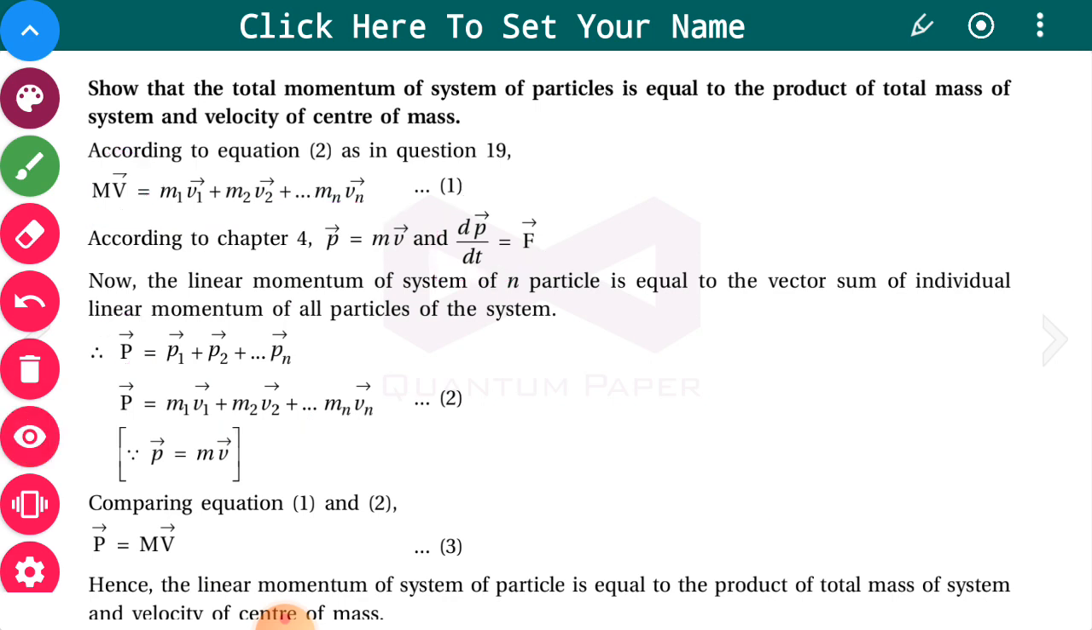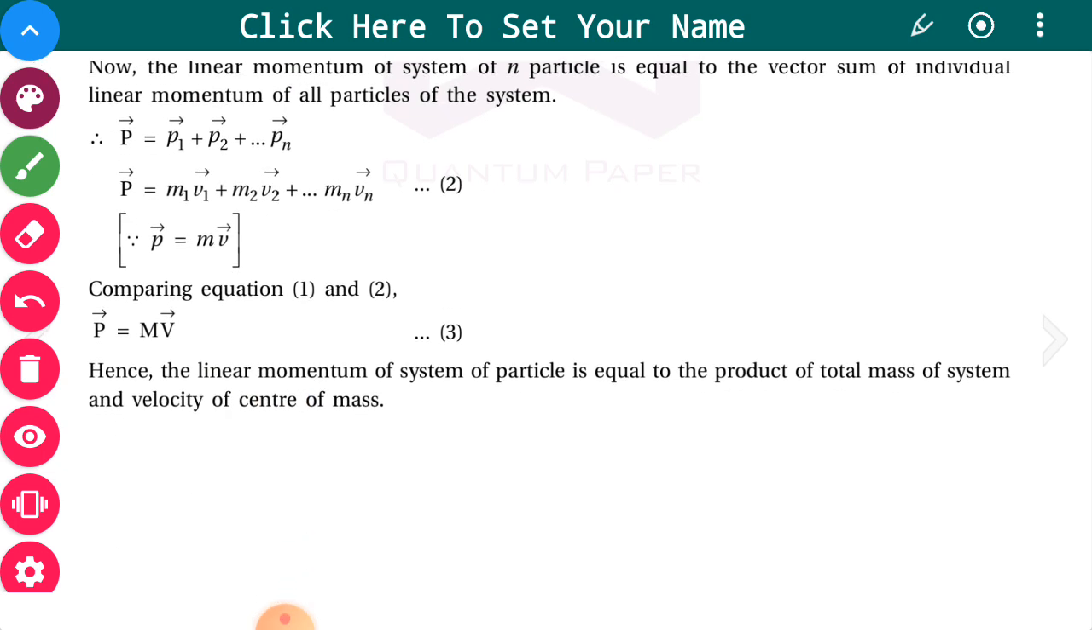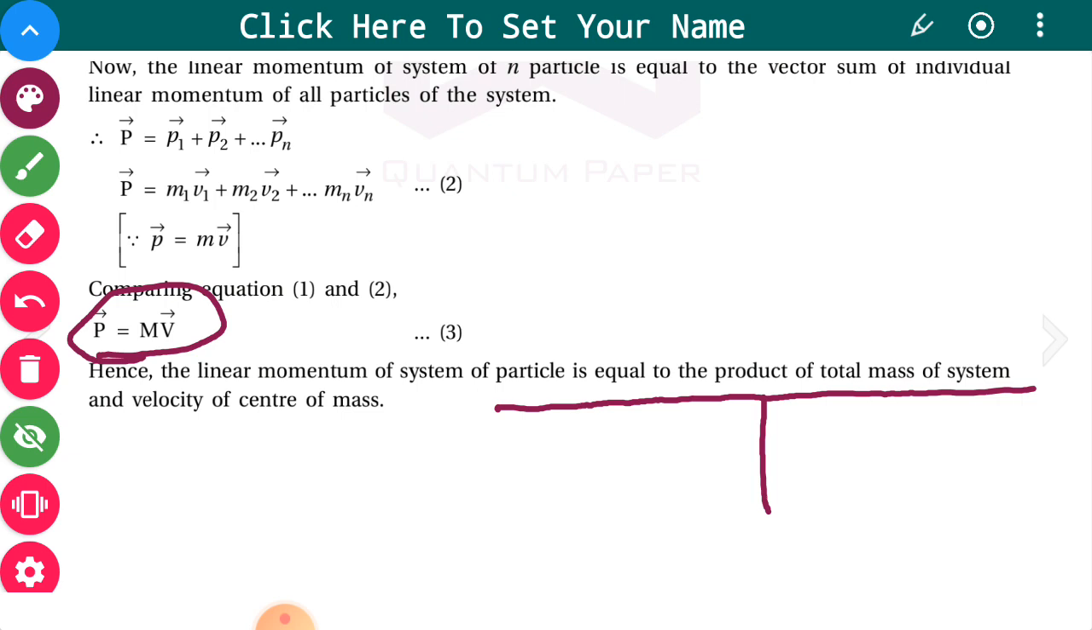Now this capital P is nothing but mass into velocity, that of the center of mass. So we can say that the linear momentum of the system of particles is equal to the product of the total mass of the system and the velocity of center of mass. Very easy to understand.